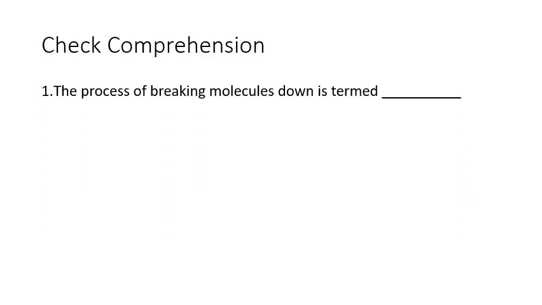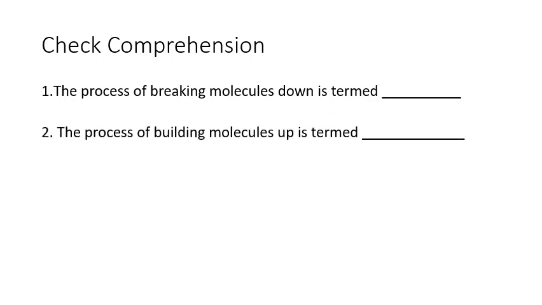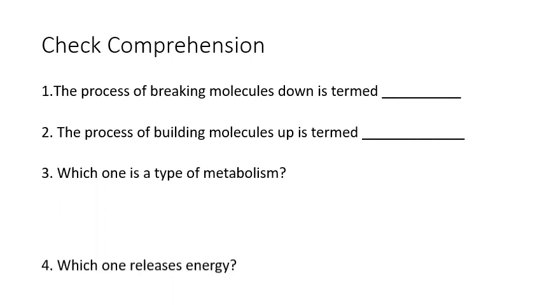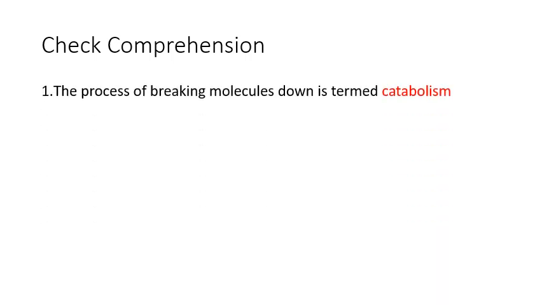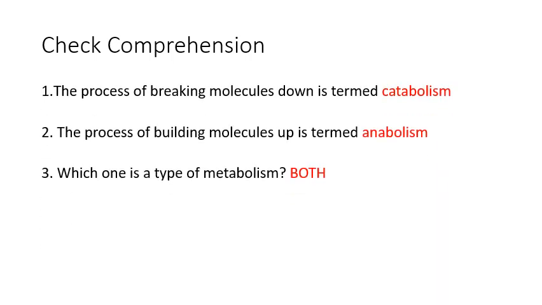All right, so a few questions here. The process of breaking down molecules, the process of building up molecules: which one is a type of metabolism, and which one releases energy? All right, so here's your answer. Catabolism is breaking down molecules. Anabolism is building up molecules. Both are types of metabolism, so we need both of them in your metabolic process. And then which one releases energy? That would be catabolic reactions.